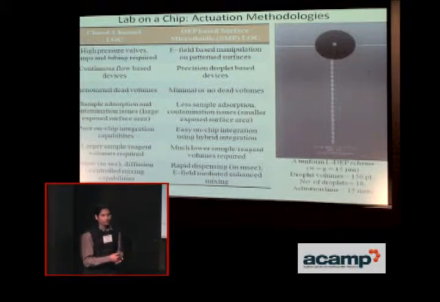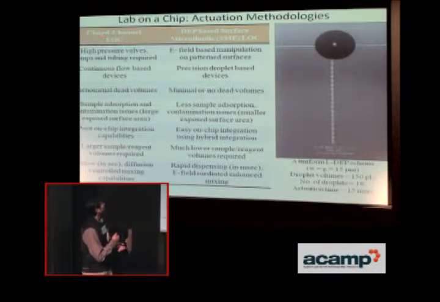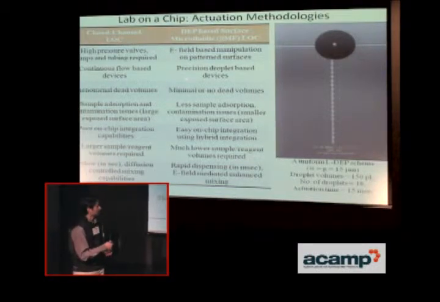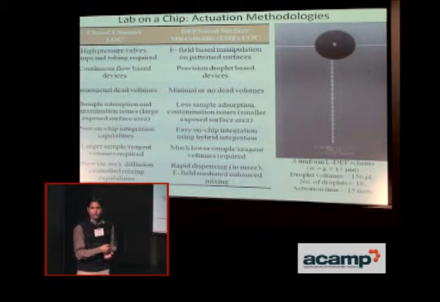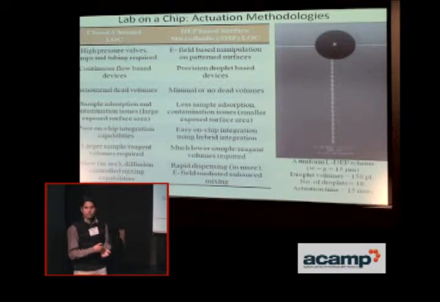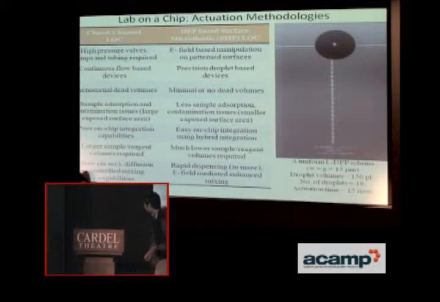The reason why we choose these surface microfluidic devices over closed channel devices is because these are precision droplet-based technology. So we further reduce the requirement of sample and reagent volumes. The dead volumes are low, and since there is less exposed surface area, we minimize the adsorption and contamination issues, which is essential if you're doing detection. Also, because they bear an open surface, it's easy to do hybrid integration of actuation or sensing units on the microfluidic platform.